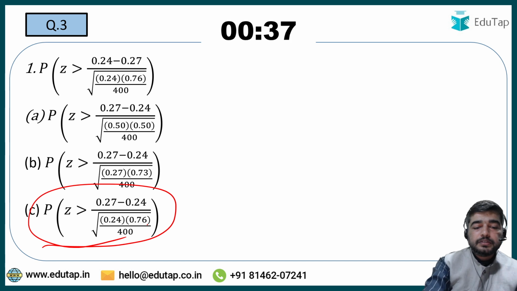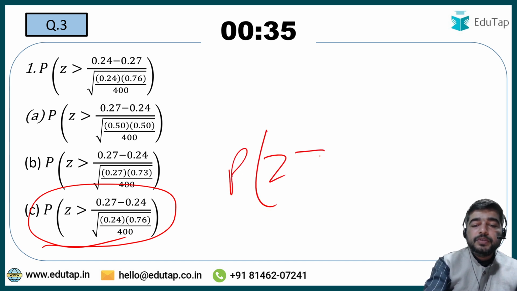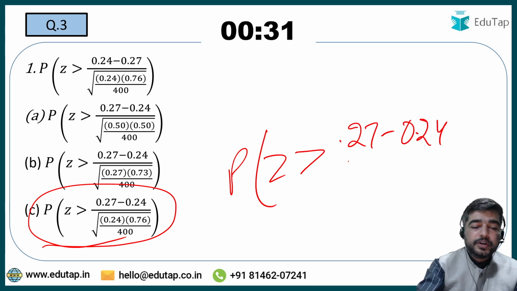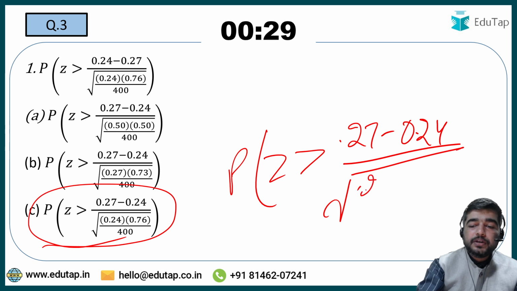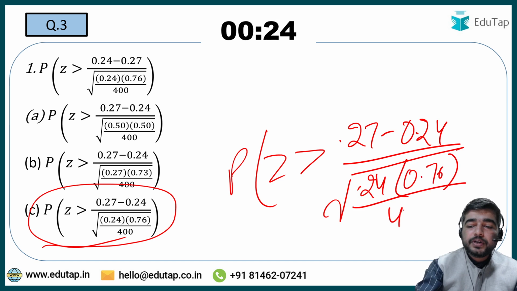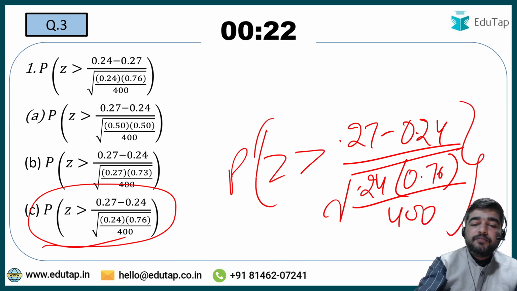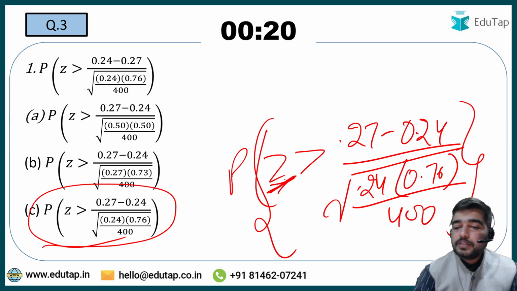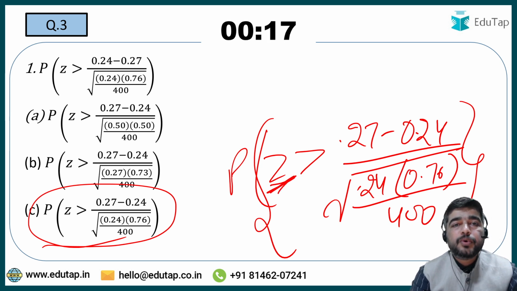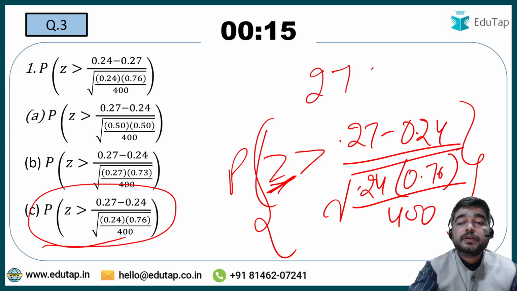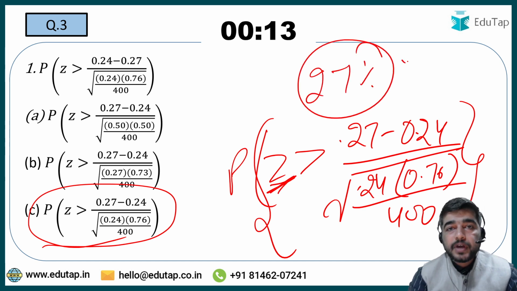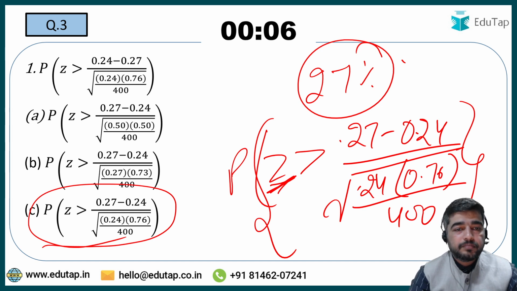This is your answer. The probability of Z greater than (0.27 minus 0.24) divided by the root of 0.24 into 0.76 divided by 400. So this value of Z will show the probability that at least 27% of households have income greater than the prescribed income. Fine.